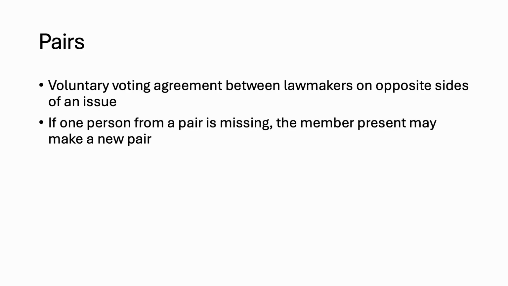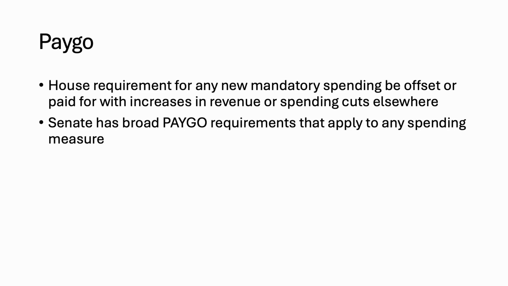Pairs. Voluntary voting agreement between lawmakers on opposite sides of an issue. If one person of a pair is missing, the member present may make a new pair. Pay-go. House requirement for any new mandatory spending be offset or paid for with increases in revenue or spending cuts elsewhere. Senate has broad pay-go requirements that apply to any spending measure.